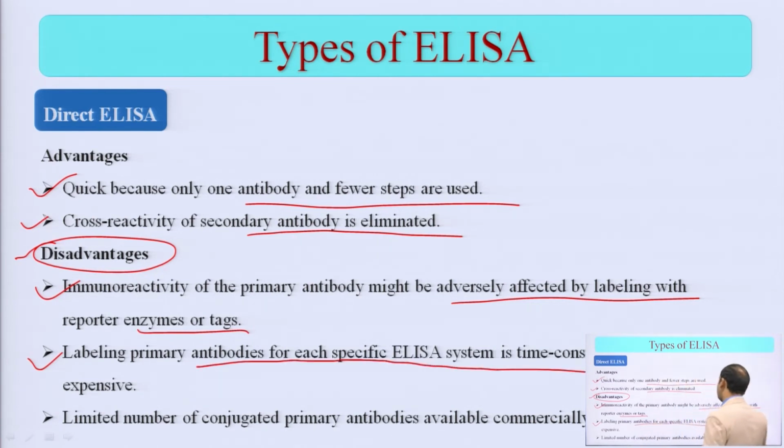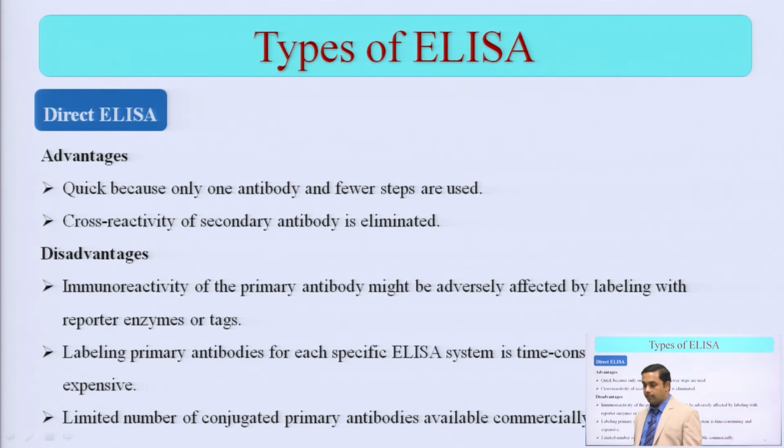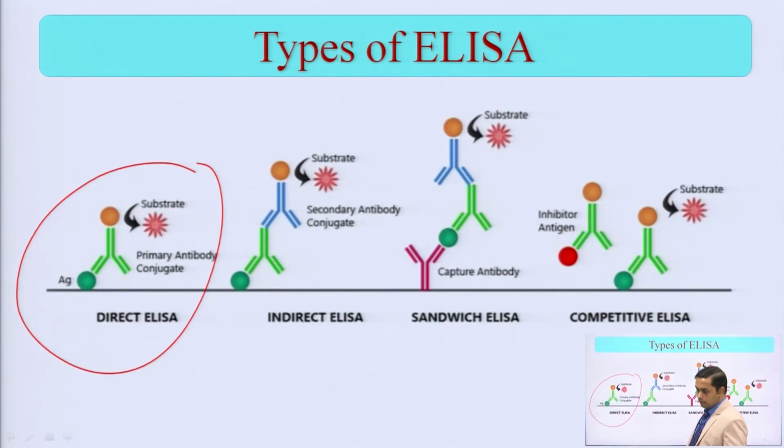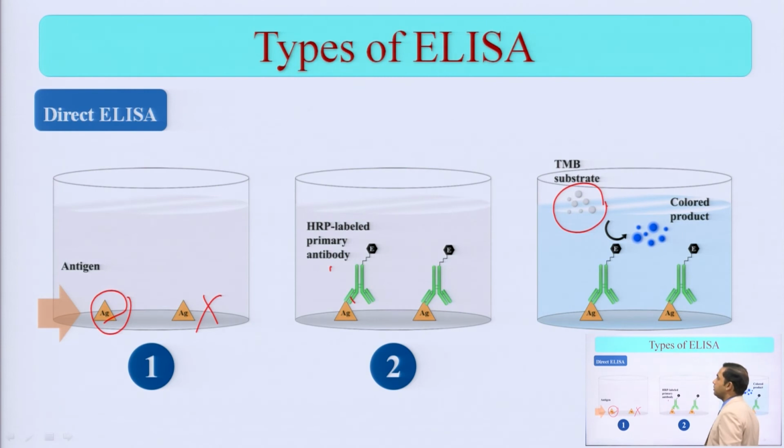Labeling the primary antibody for each specific ELISA system is time consuming and expensive, and only a limited number of conjugated primary antibodies are available commercially. So, these are the few disadvantages. Now, we have learned about the direct ELISA. In my previous slide I also told you about the indirect ELISA, so let me tell you about indirect ELISA.